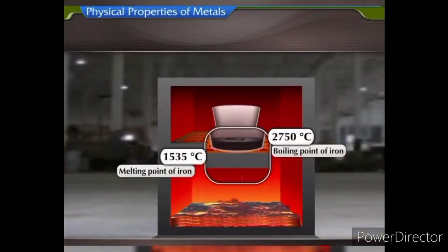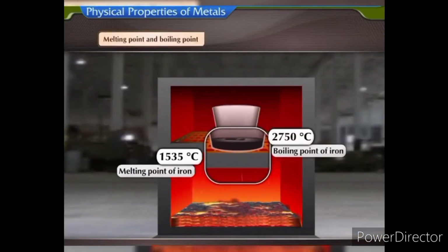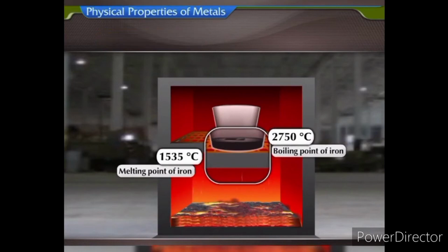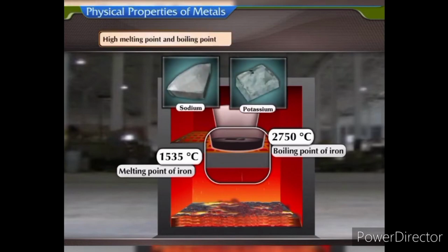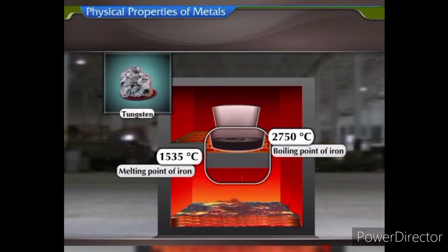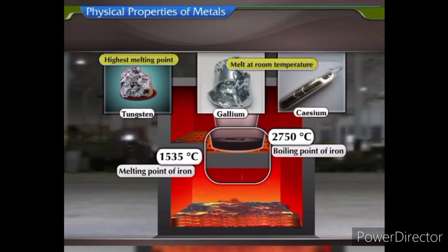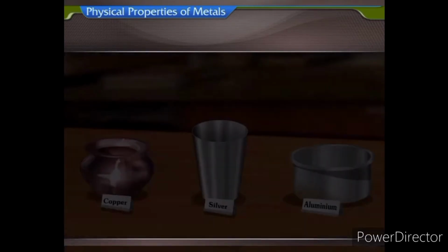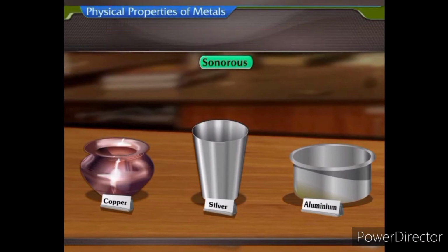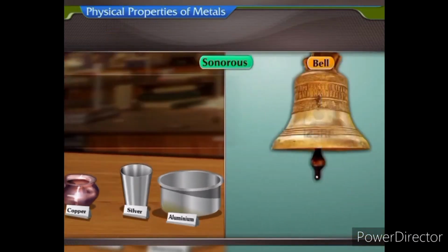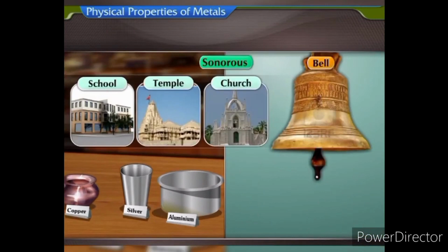The next physical property of metals is their melting point and boiling point. Metals usually have a high melting point and boiling point except for sodium and potassium, which have very low melting and boiling points. Tungsten has the highest melting point, while gallium and cesium melt at room temperature. Metals are sonorous. They produce a ringing sound when they are hit with a hard surface. Due to this property, metals are used for making bells in schools, temples and churches.